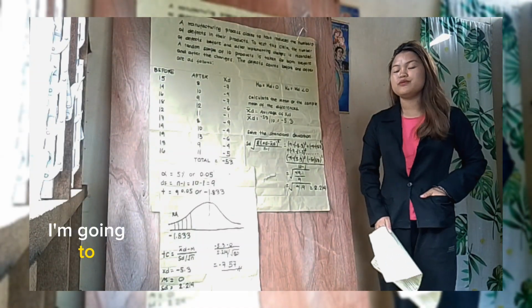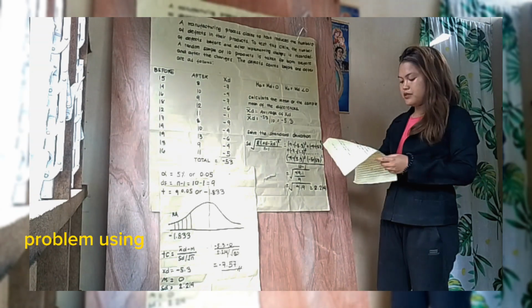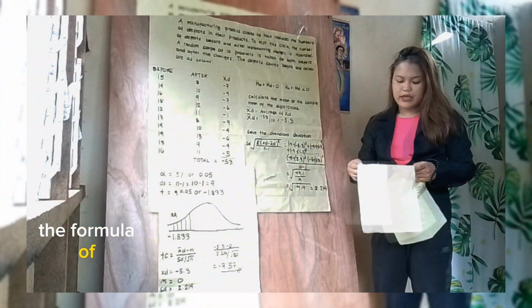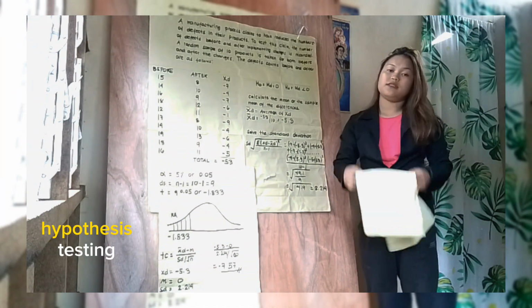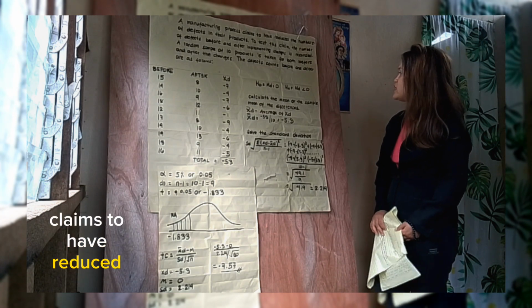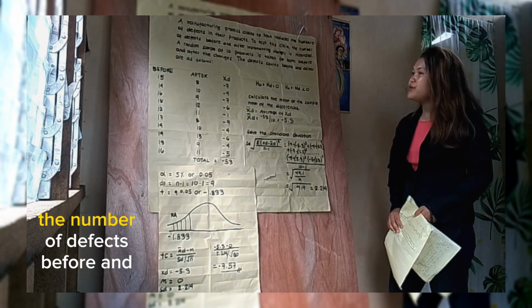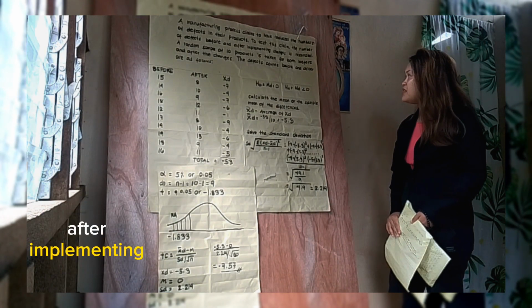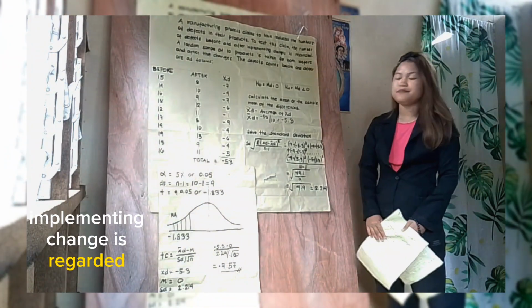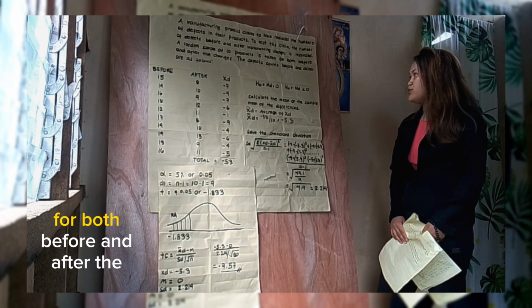I'm going to solve and discuss this problem, the formula of paired sample t-test hypothesis testing. So, the problem is, a manufacturing process claims to have reduced the number of defects in their products. To test this claim, the number of defects before and after implementing change is recorded. A random sample of 10 products is taken for both before and after the changes. The defect counts before and after are as follows.